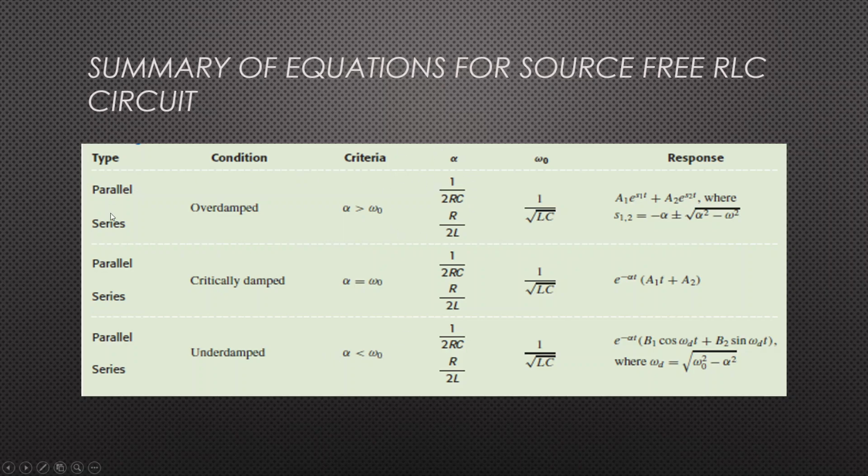If you are using a parallel circuit, you have to use 1 upon 2RC, and if you are using a series circuit, you have to use R upon 2L. This scenario is the same for all three conditions, as you can see here. And omega naught remains the same in all conditions, whether you are using a parallel or series circuit.